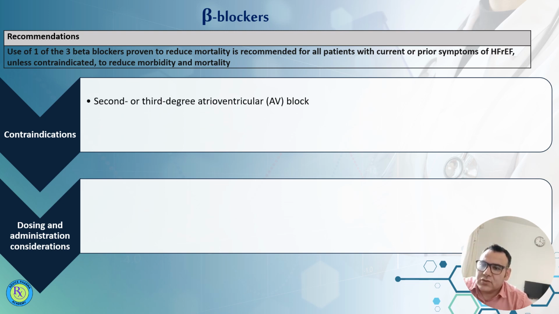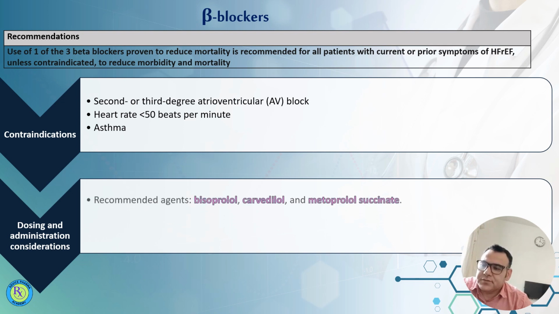So second or third degree AV block, because they decrease cardiac conduction, so they can cause more block of conduction. When heart rate is less than 50 beats per minute, and with asthma, because most beta blockers can block beta 2 receptors in the bronchi and cause bronchoconstriction.